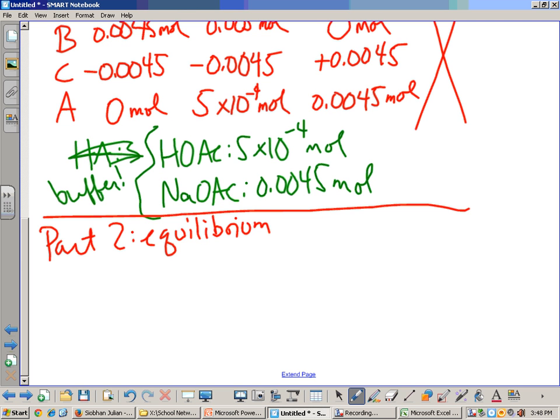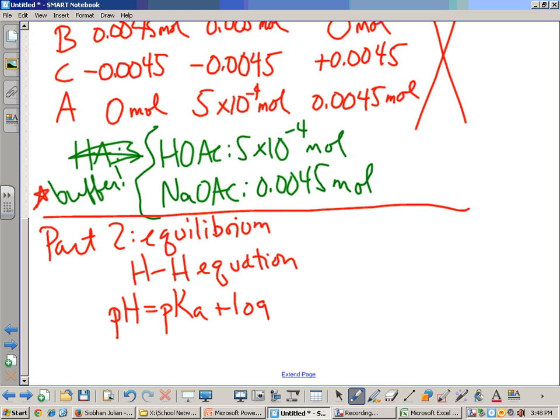And because we have a buffer, we can solve this using the Henderson-Hasselbalch equation, which is nice because the Henderson-Hasselbalch equation is kind of a shortcut to the equilibrium work, and it's a lot faster. Before we use it, I'll write that up right here. pH is equal to pKa plus the log of A minus over HA.